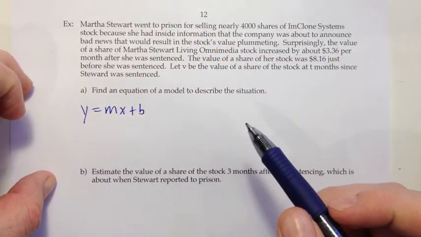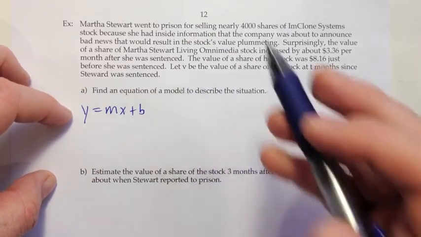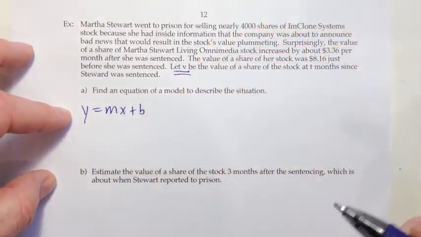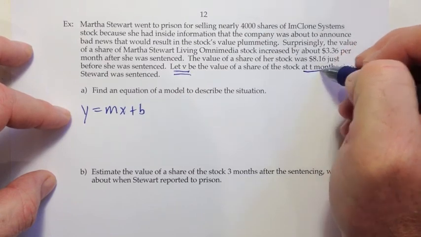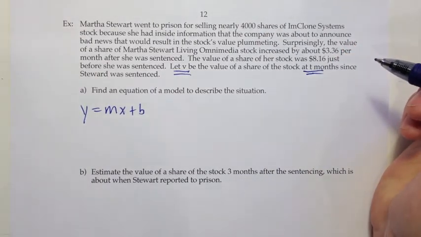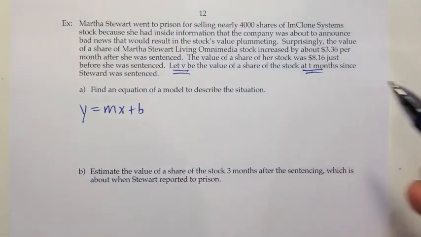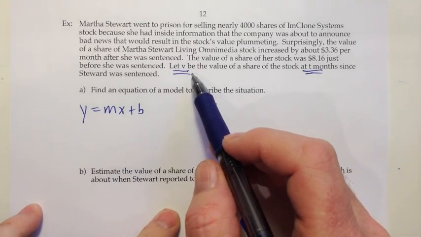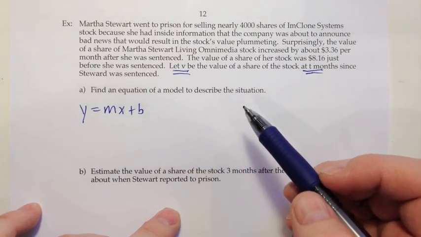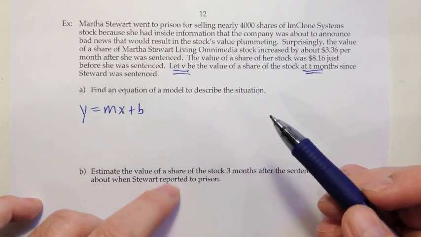Except for those are not our variables. V is going to be one of our variables, the value of the stock. The other one will be T months since she was sentenced. I would have an initial hunch that this would be the input and that would be the output. But one way you can try and double check that is to try and find the slope.